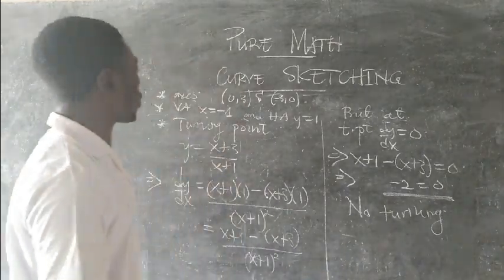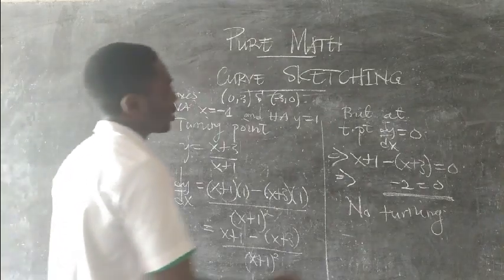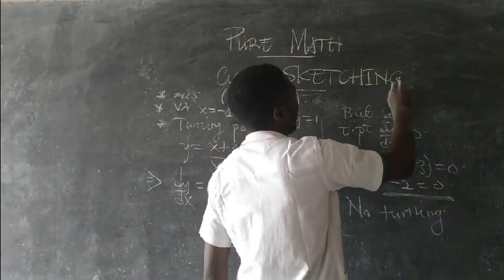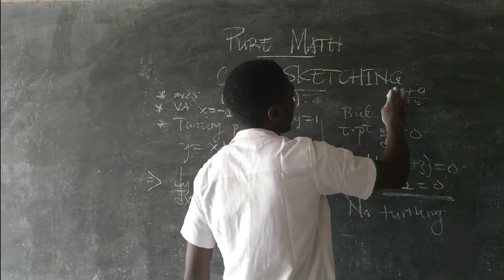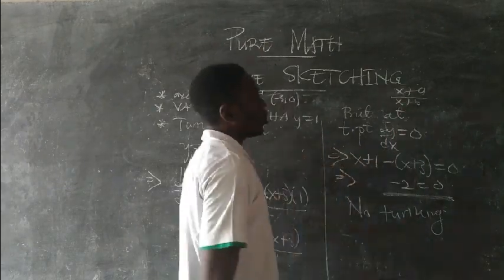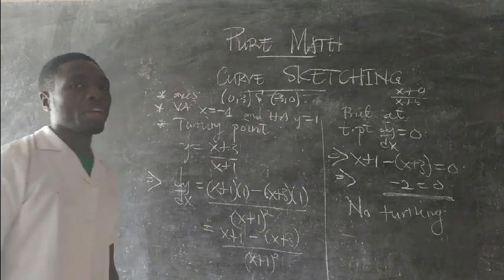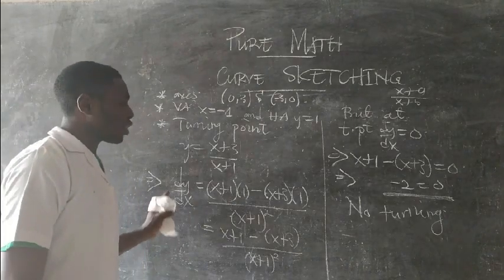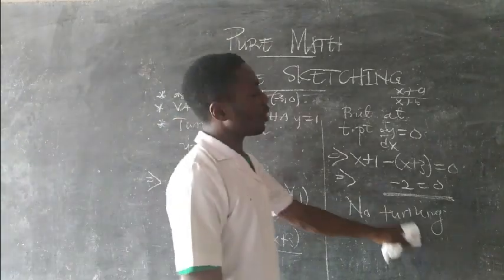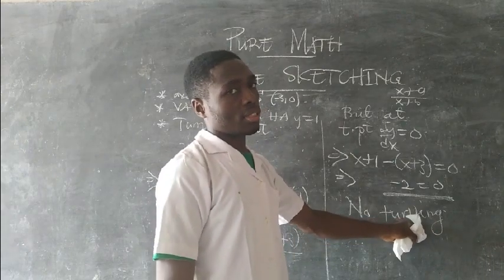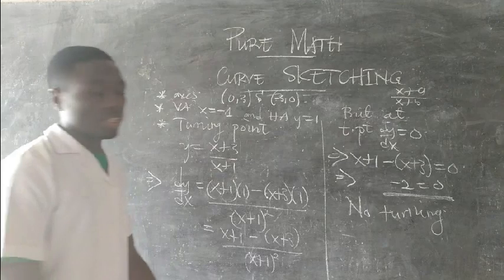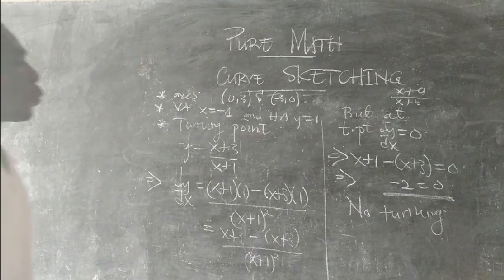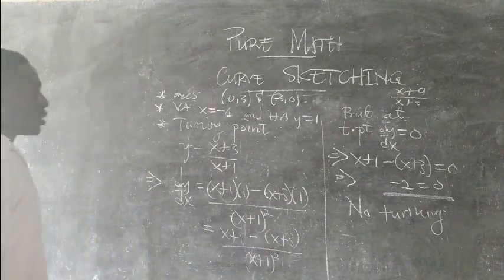So for all equations of the form (x + a) over (x + b), for linear function over linear function, we are not going to have any turning point. But always make sure that you look for the dy/dx and prove that there is no turning point in every case. Always make sure that you do that. So there is no turning point in this case. Since there is no turning point, we move to the next concept. Hope this one is very clear.